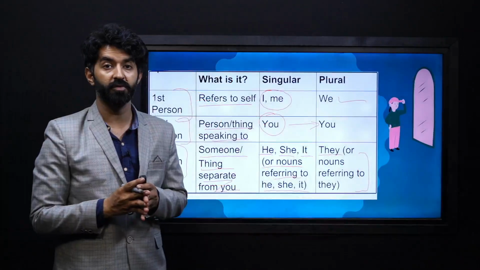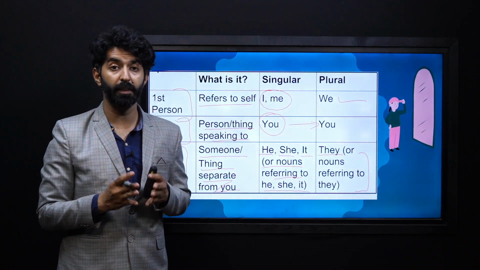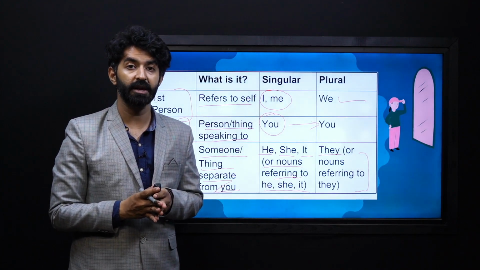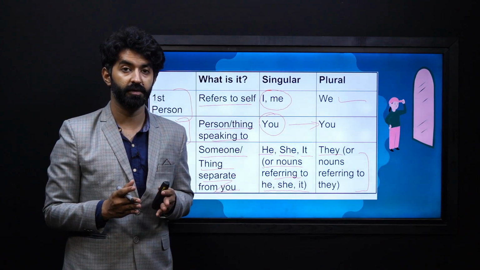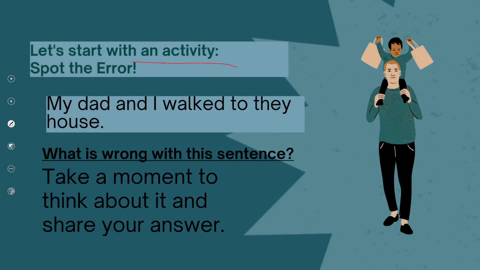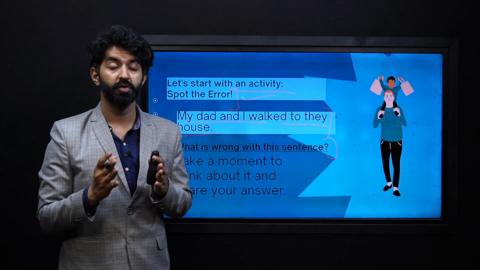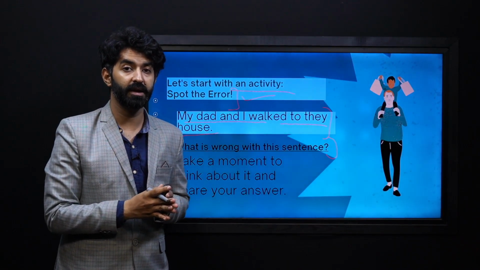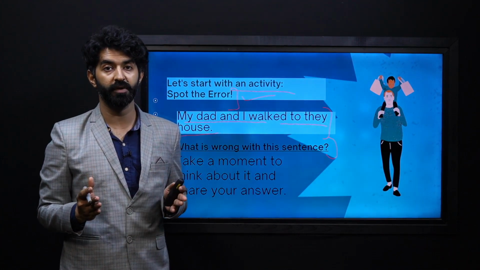So this is a very interesting and important chart that you should remember for using the first, second and third person narratives. Now, let's start with an activity and you have to spot the mistake or the error. My dad and I walked to their house. So can you tell me what is wrong with this sentence? You should take a moment to think about it. You can reread the sentence and think about what is wrong with it.